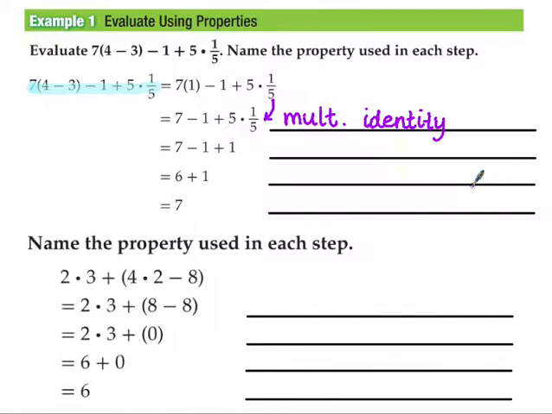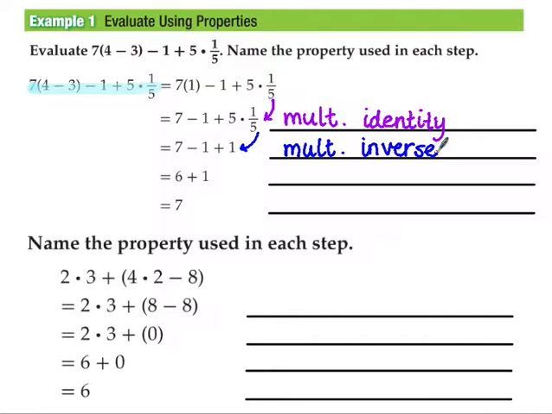Okay? Now what have I done? Let's look at the next step. What have I done from here to here? You took out 5. Yep. 5 times 1/5 gives me 1, so that's a number times its reciprocal will give me 1. Which of those properties will be? Multiplicative inverse. Okay, so multiplicative inverse.